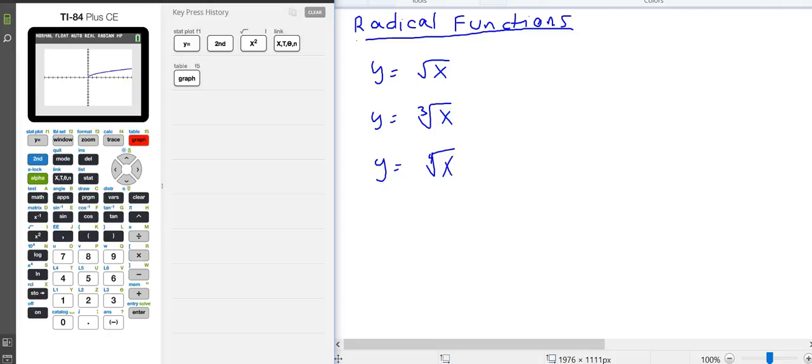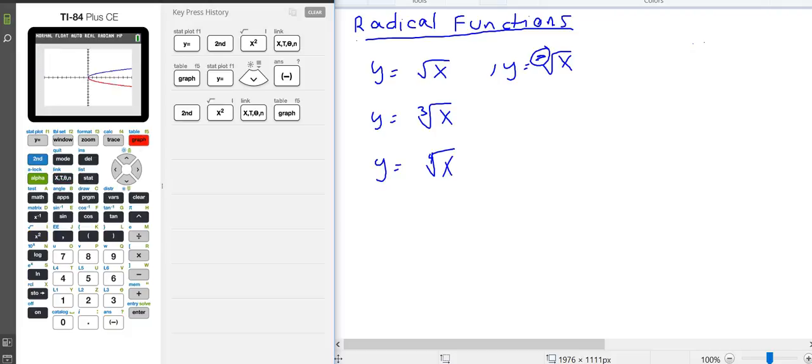Notice how y is equal to the square root of x, it's only being graphed in positive y values because the square root of x can never be negative. Now, of course, we could have y is equal to negative the square root of x, and then our graph will be in the negatives because the negative is outside of the radical sign. Let's look at that. This one's going to be in red.